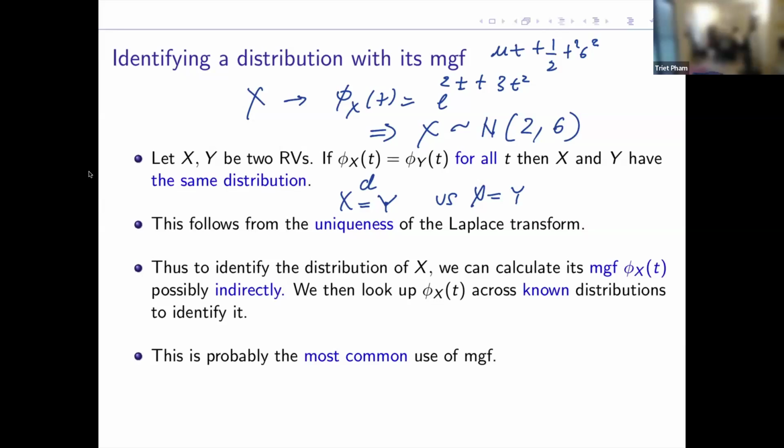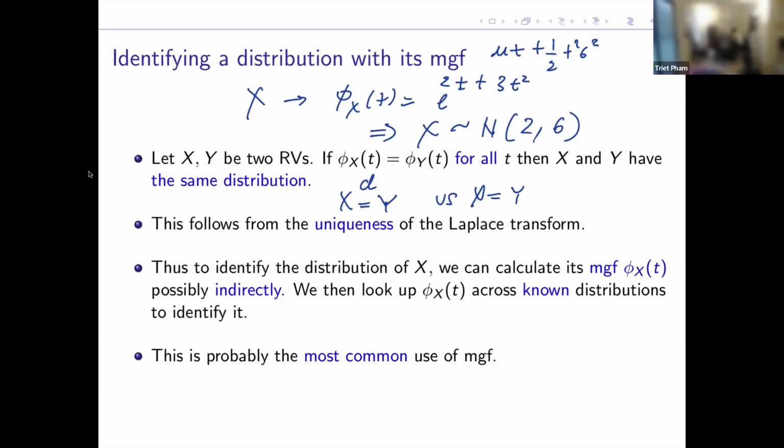Now, why is this statement true? This statement is true because of the uniqueness of the Laplace transform. I mean, that's the only way to explain it. So basically, this is a long way to say, if you know the MGF, which means you know the Laplace transform, then you must be able to uniquely identify the distribution.